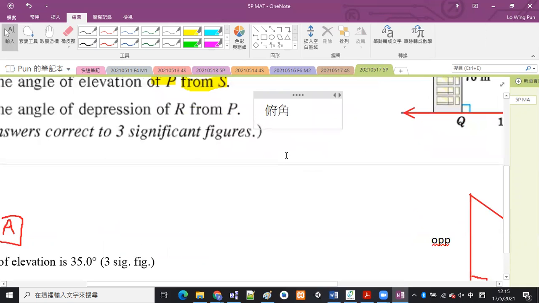So that is the angle of depression, this angle. That is looking downward. And the angle of elevation is looking upwards.